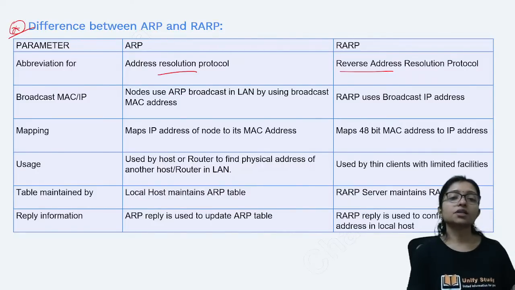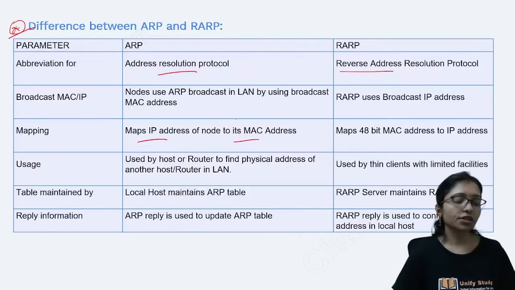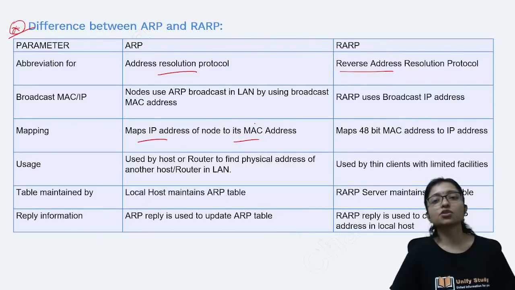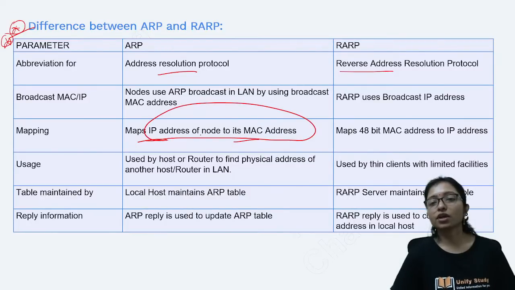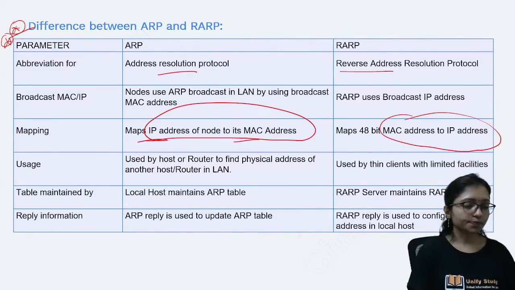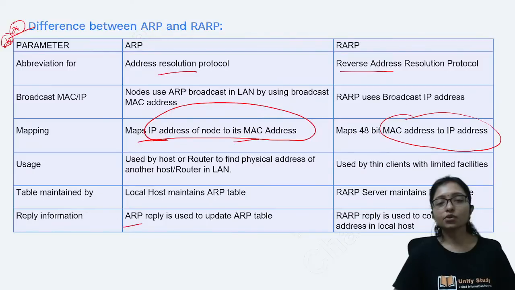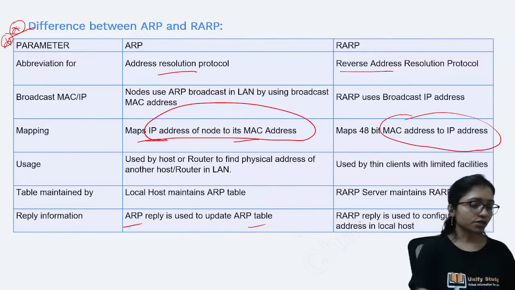When the transfer is going on between IP and MAC, that is logical address to physical address and physical address to logical address, many times questions come from this area. IP to MAC transfer is going on here, and here MAC to IP transfer is going on. Here you can see that the ARP reply uses the ARP table, and RARP. Very important difference.